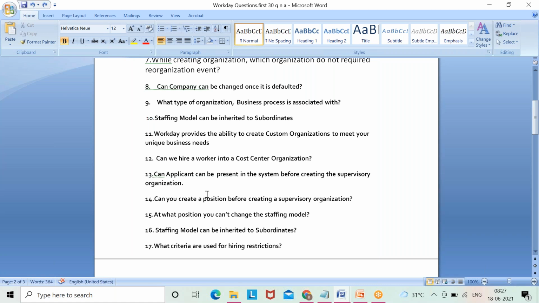Applicant means like an employee, right? Not an employee, sir. Just an applicant, in the sense the person who is applying for the job, an aspirant. Oh, okay. Yeah, it might be possible, like creating your own profile in the organization, and then you apply for the job. Now the next one is interesting. Can we create a position before creating a supervisor organization?